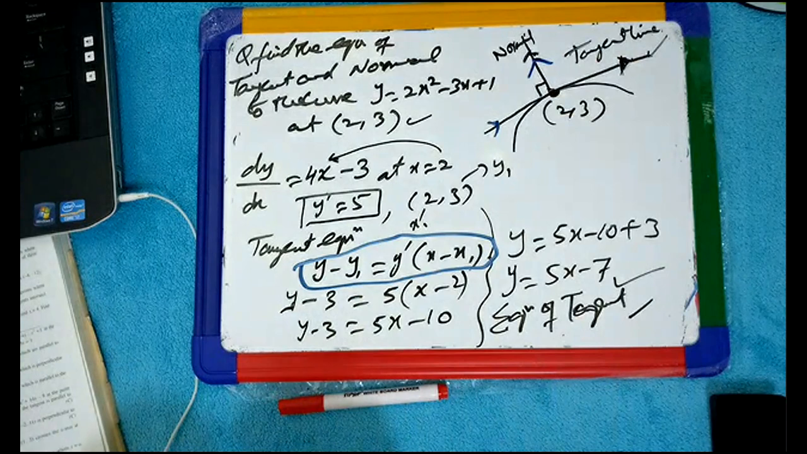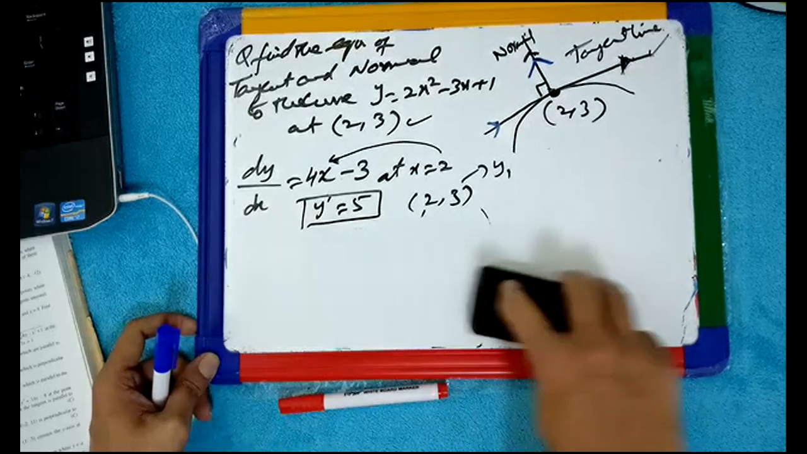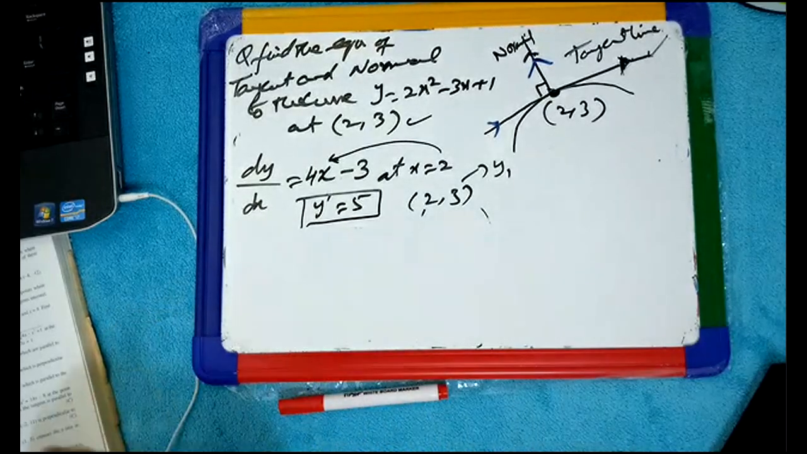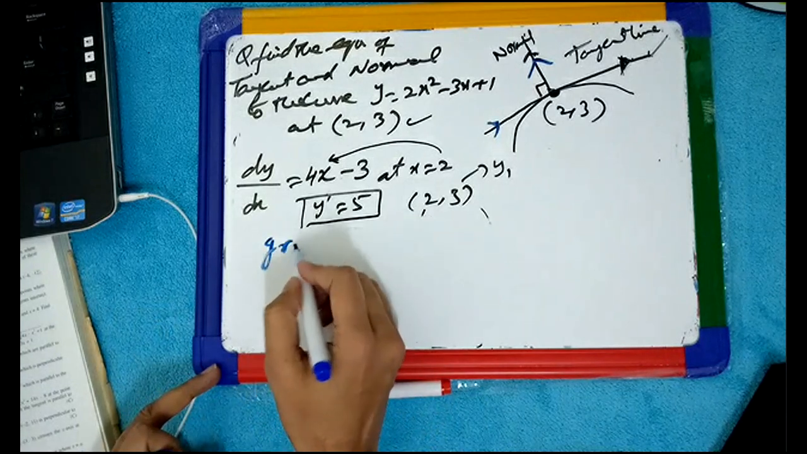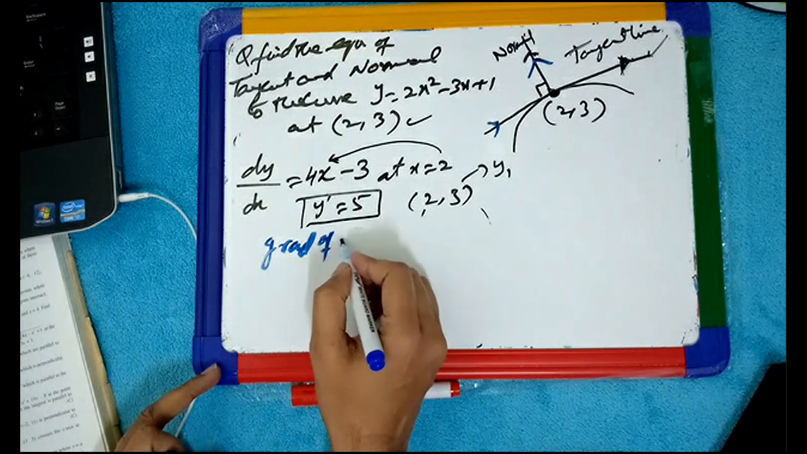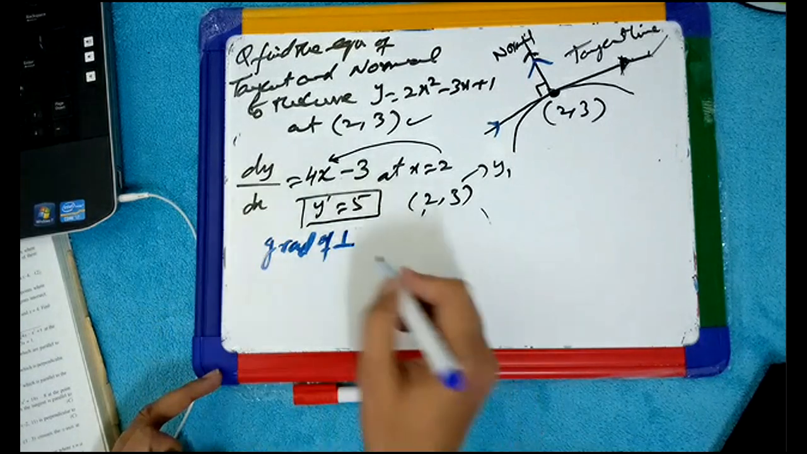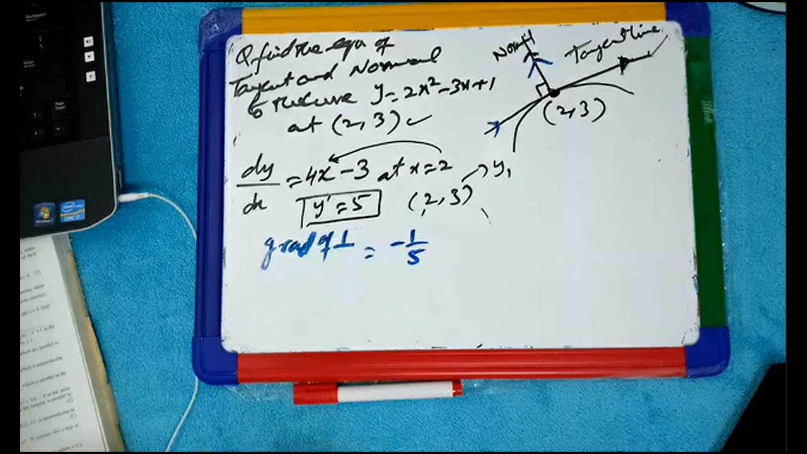The normal equation is not much difficult. We already calculated the gradient and we already have a point. Now for the normal equation, this is the gradient of the tangent, and the gradient of the normal is equal to minus 1 over 5. I take the reciprocal and multiply it by minus.